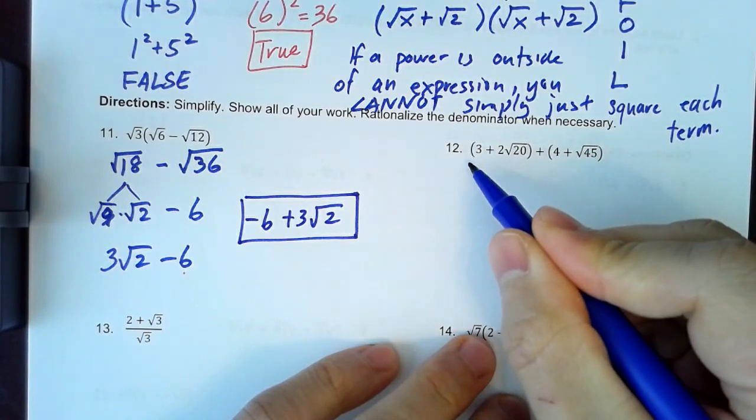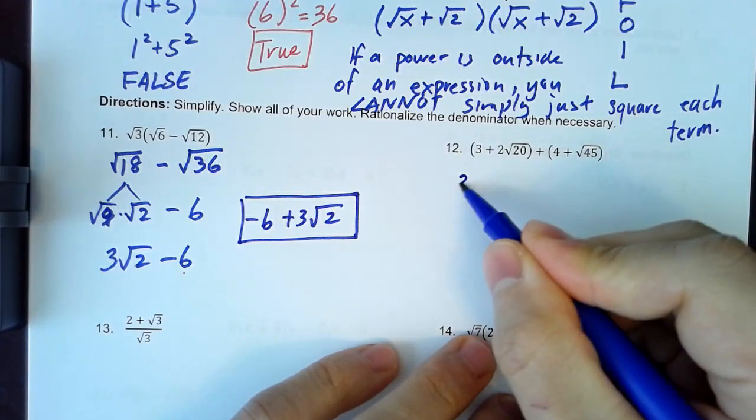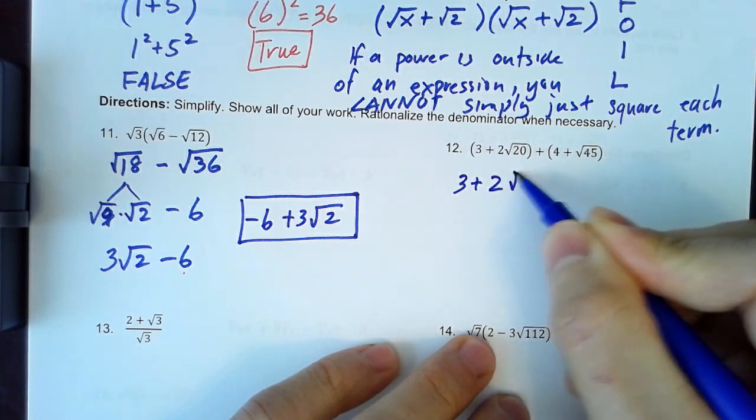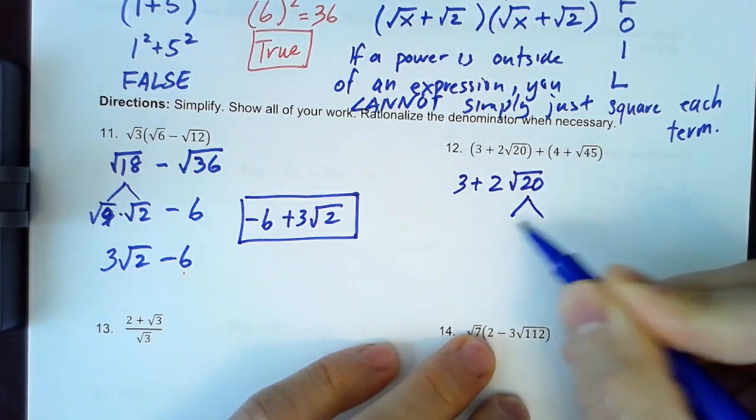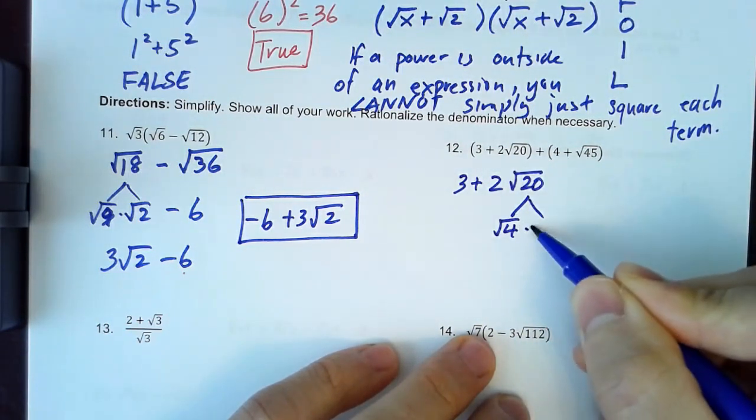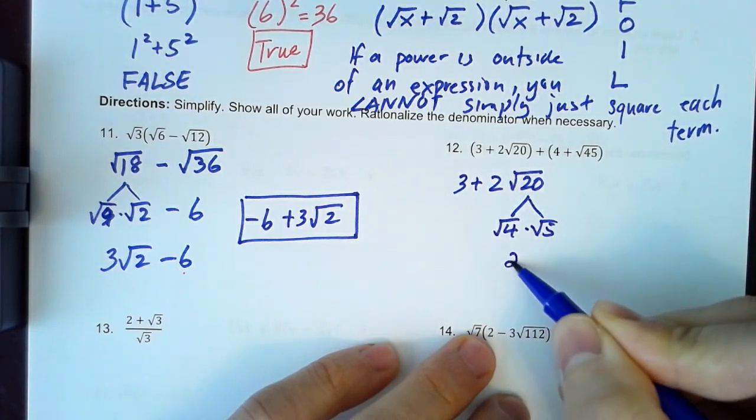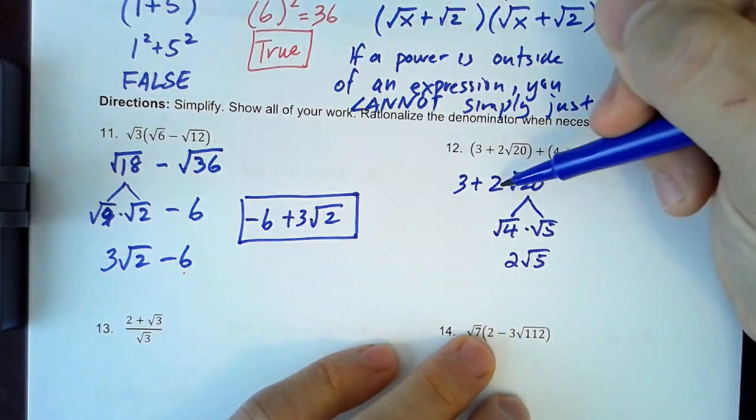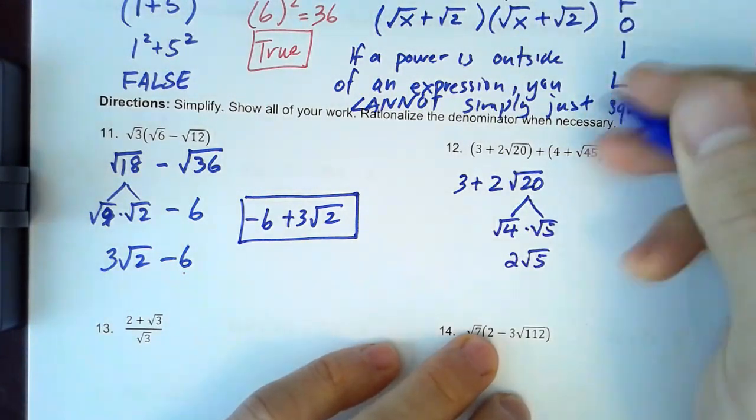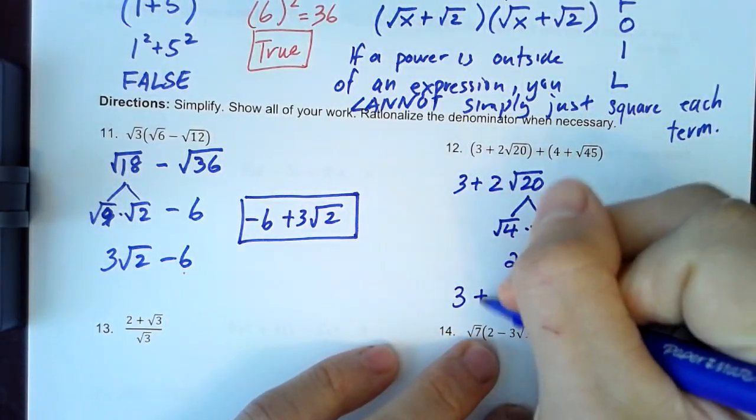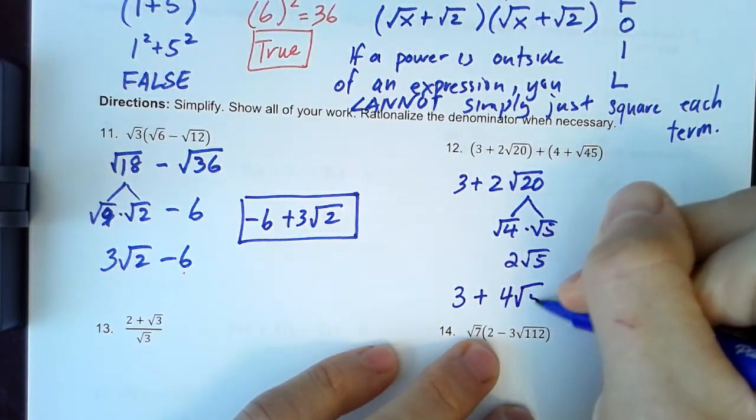All right. So let's go ahead and try number 12. We have 3 plus 2 root 20. Root 20 is going to be root 4 times root 5, which gives me 2 root 5. And then you combine with this 2, and it gives you 4 root 5. So you really just have 3 plus 4 root 5.